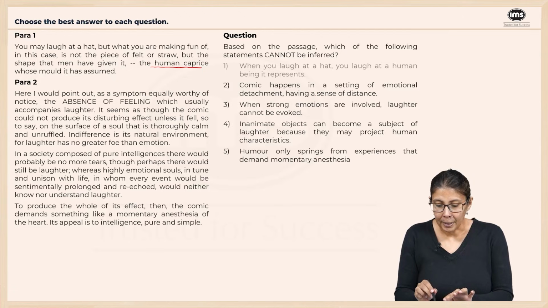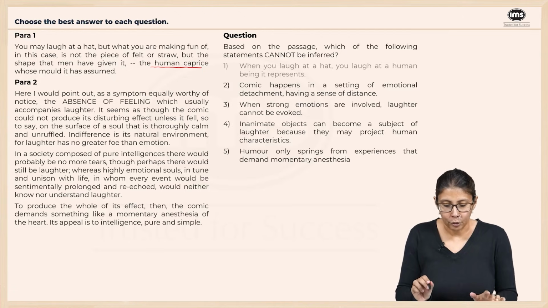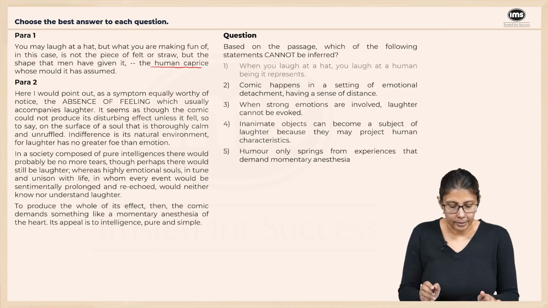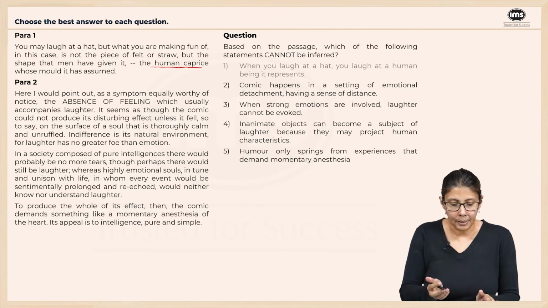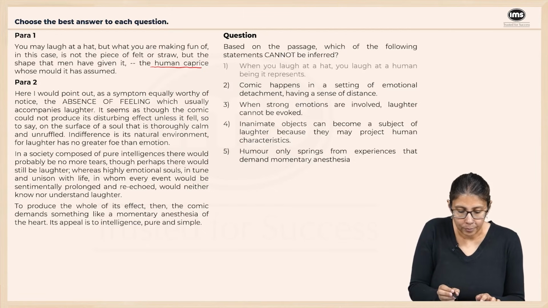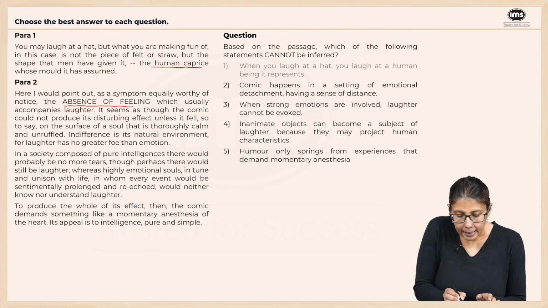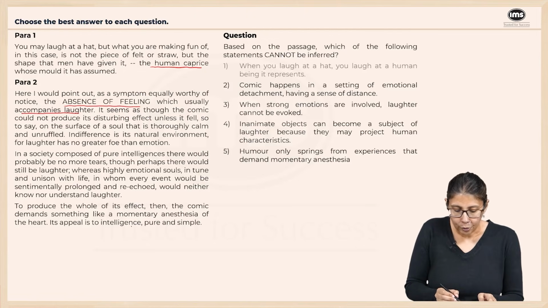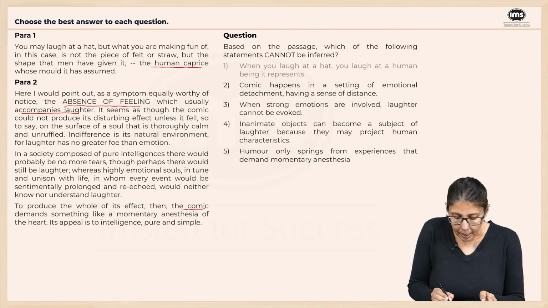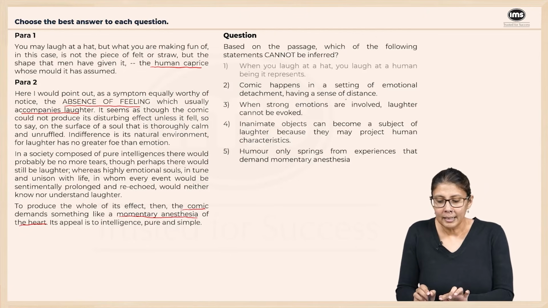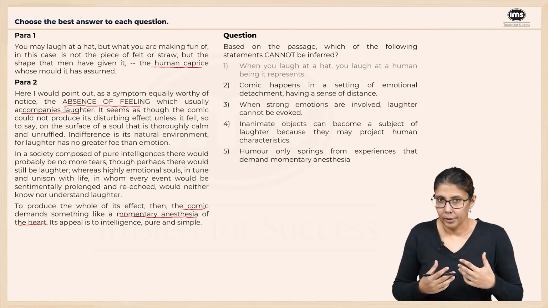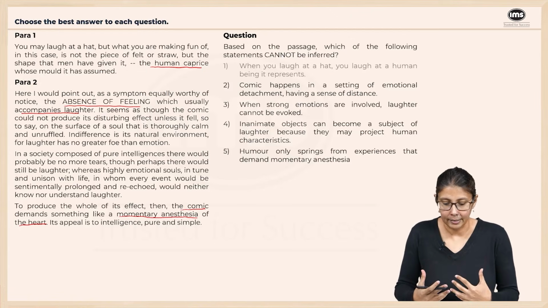The second one says, comic happens in a setting of emotional detachment, having a sense of distance. That is given to us multiple times. Look at paragraph 2. The absence of feeling accompanies laughter. Now, after that also, look at the last part in para 2. Comic demands something like a momentary anesthesia of the heart. So, comic happens in a setting of emotional detachment. You have to stop feeling things.